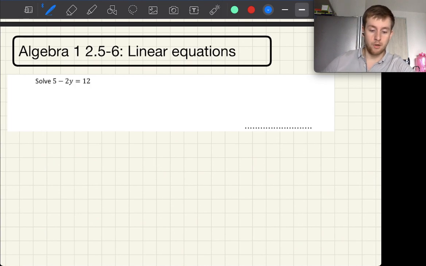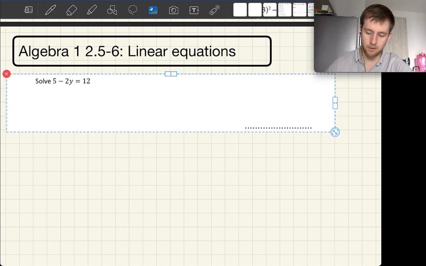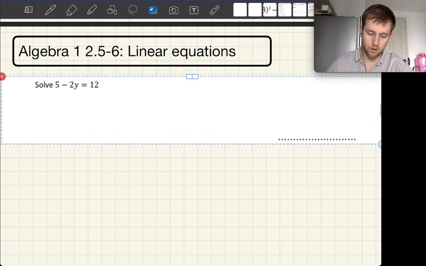This time we're going to talk about solving linear equations, that is, equations without squares in them. So the easiest kind of equations, I would say. I have a starter problem for you here, so let's try to solve this. 5 minus 2y equals 12. What do we do? Let me make it a bit larger.